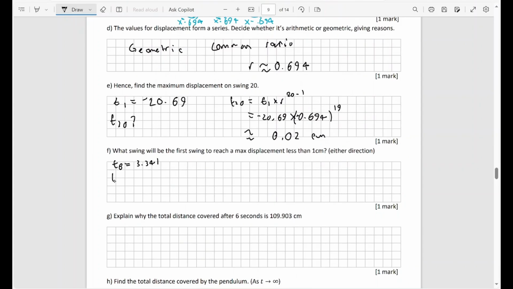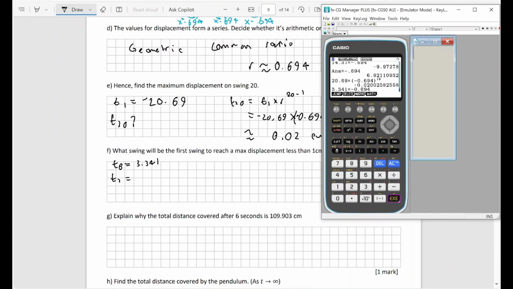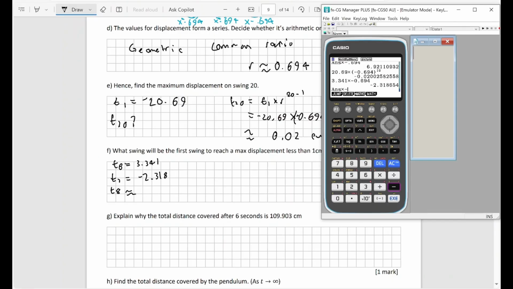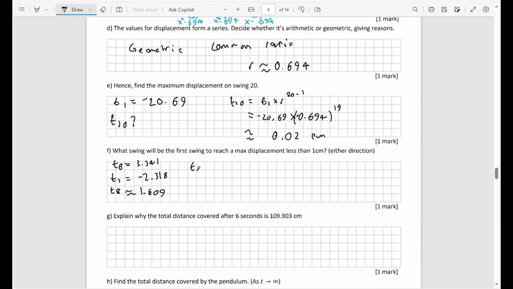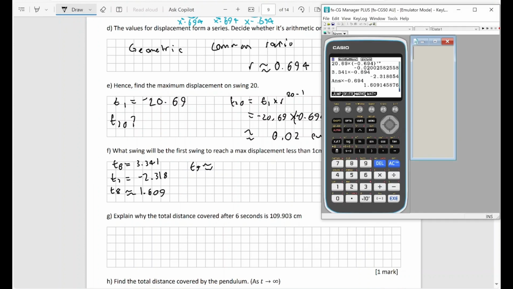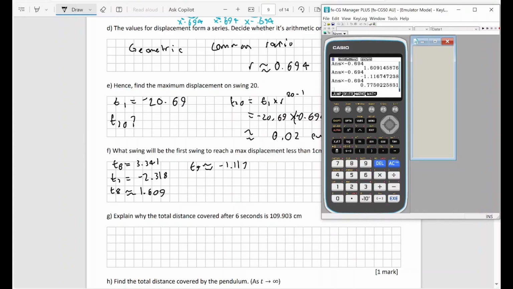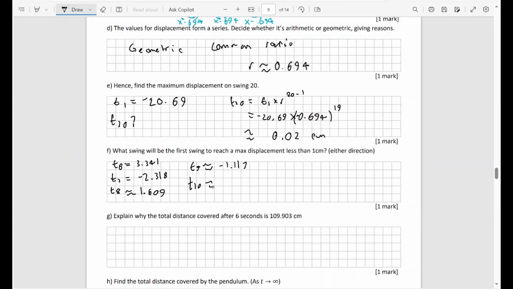T6 is that. T7 is going to be 3.341 times that, which is minus 2.318. T8 roughly equals times minus 0.694, 1.609. T9 roughly equals times minus 0.694, minus 1.117, times minus 0.694, 0.775. So the 10th swing.